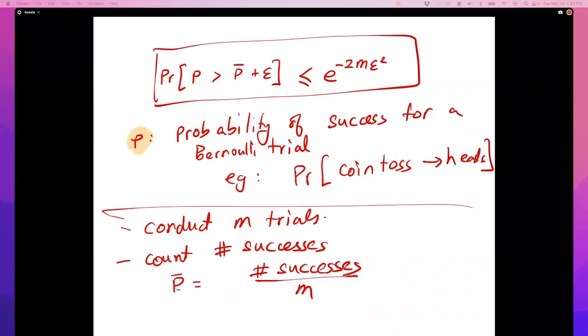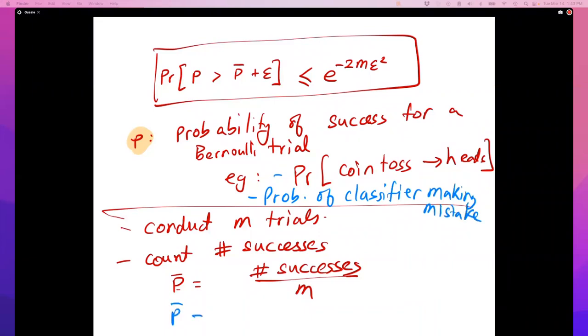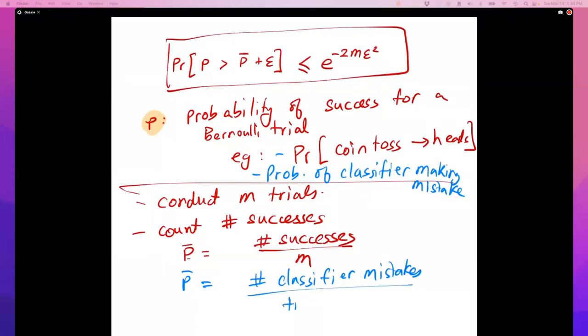So P for the setting that we want to apply is the probability of the classifier making a mistake. And P bar comes from the trials that we conduct on the training set. We have M training examples, so we conduct M trials. Success means the classifier makes a mistake. So it is the number of classifier mistakes divided by the training set size.